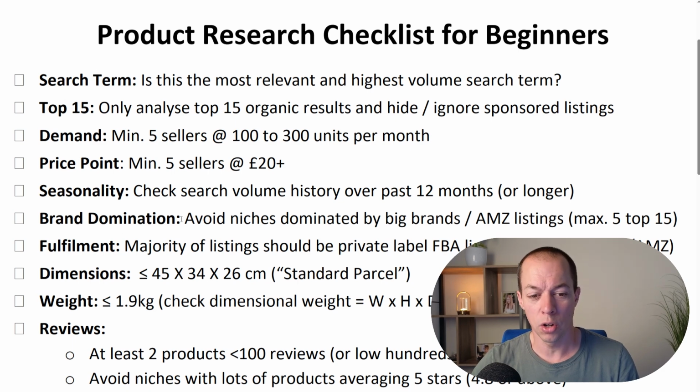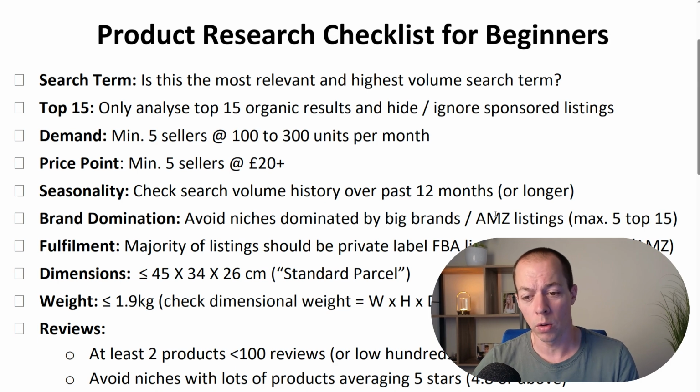We then have brand domination. So when I'm talking about avoiding niches dominated by big brands, I'm talking about household brands. So if a customer saw a group of products and they recognize some of those brands as household brands, that branding would play a part in their decision-making process. So the more big brands there are in the search results, the harder it will be for you with your own private label brand to compete. So we're looking for search results where there's very few big brands in there, which, to be fair, you don't very often find in private label niches anyway.